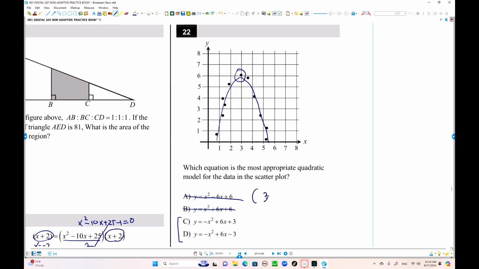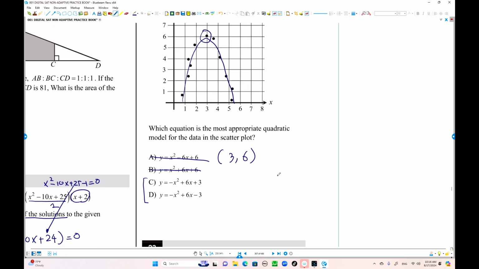So when x is 3, the vertex y coordinate is 6, so (3, 6). That means the graph will pass through this point. Check it out. When y equals 6, negative 3 squared is 9, plus 3 times 6 is 18, plus 3. That is equal to what? 21, that is 12, right? That is far away from the number 6.